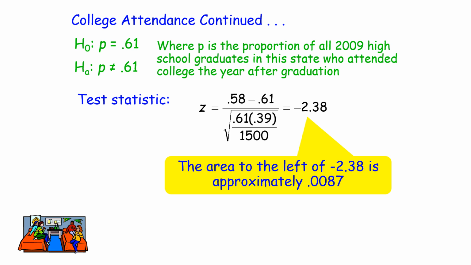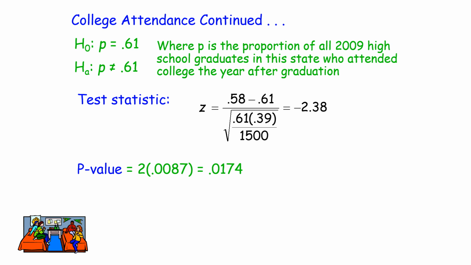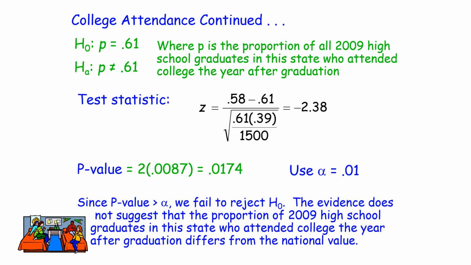Because our alternative hypothesis is that p does not equal 0.61, we're going to multiply 0.0087 by 2, giving us a p-value of 0.0174. Remember that we're using alpha as 0.01. So since our p-value is greater than alpha, we're going to fail to reject the null hypothesis. So the evidence does not suggest the proportion of 2009 high school graduates in this state who attended college the year after graduation differs from the national value.